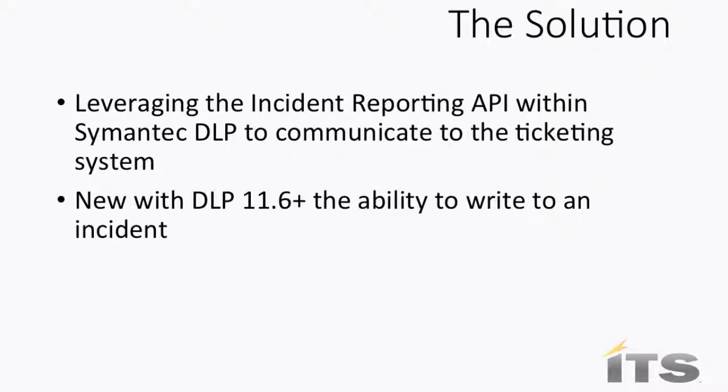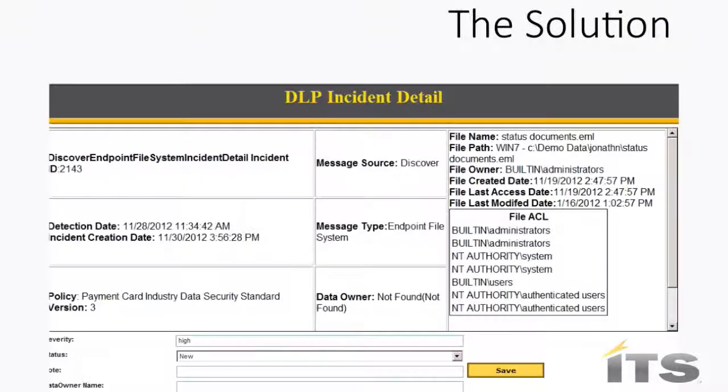So how are we going to do this? Well, new within DLP 11.6 or higher, the reporting API within Symantec DLP has the ability to write back to an incident. In previous versions of DLP, we could only view the incident. We couldn't change the status of the incident, or change a note, or change files, or interact with that incident. So we're going to leverage the reporting API within DLP to communicate to a ticketing system.